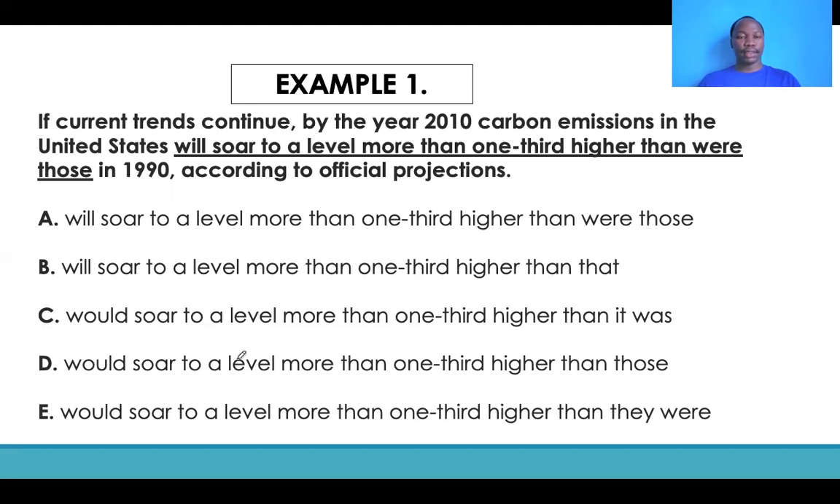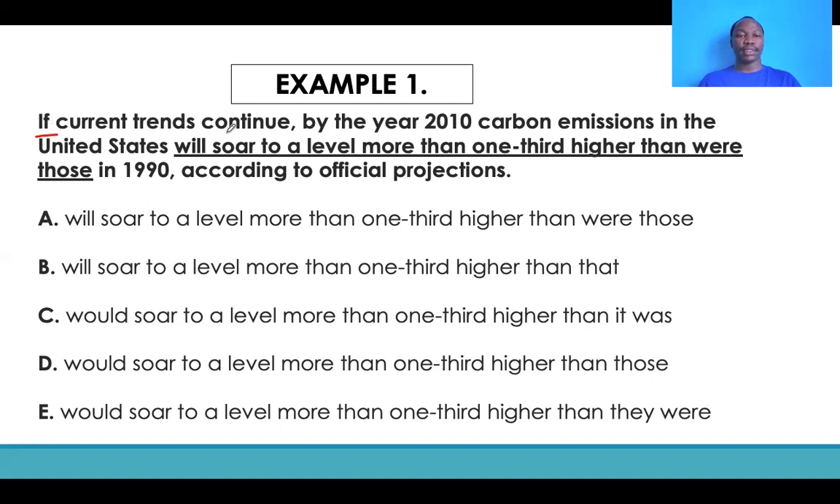So our example reads: if current trends continue, by the year 2010, carbon emissions in the United States will soar to a level more than one-third higher than were those in 1990, according to official projections. So in our example here, we can already see the use of if, and just remember that if is used in the conditional mood, all right?